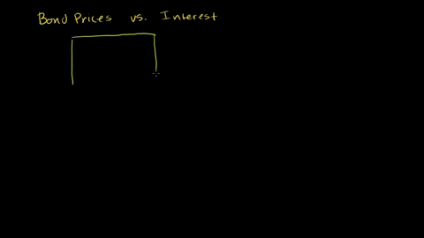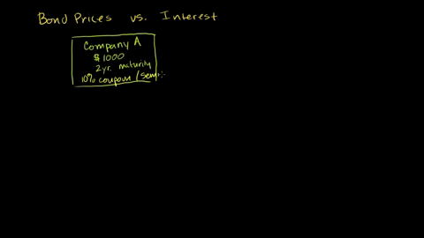Let me just write this down. This could be company A. It doesn't just have to be from a company. It could be from a municipality, or it could be from the US government. And let's say it's a bond for $1,000. Let's say it has a 2-year maturity. And let's say that it has a 10% coupon paid semi-annually.